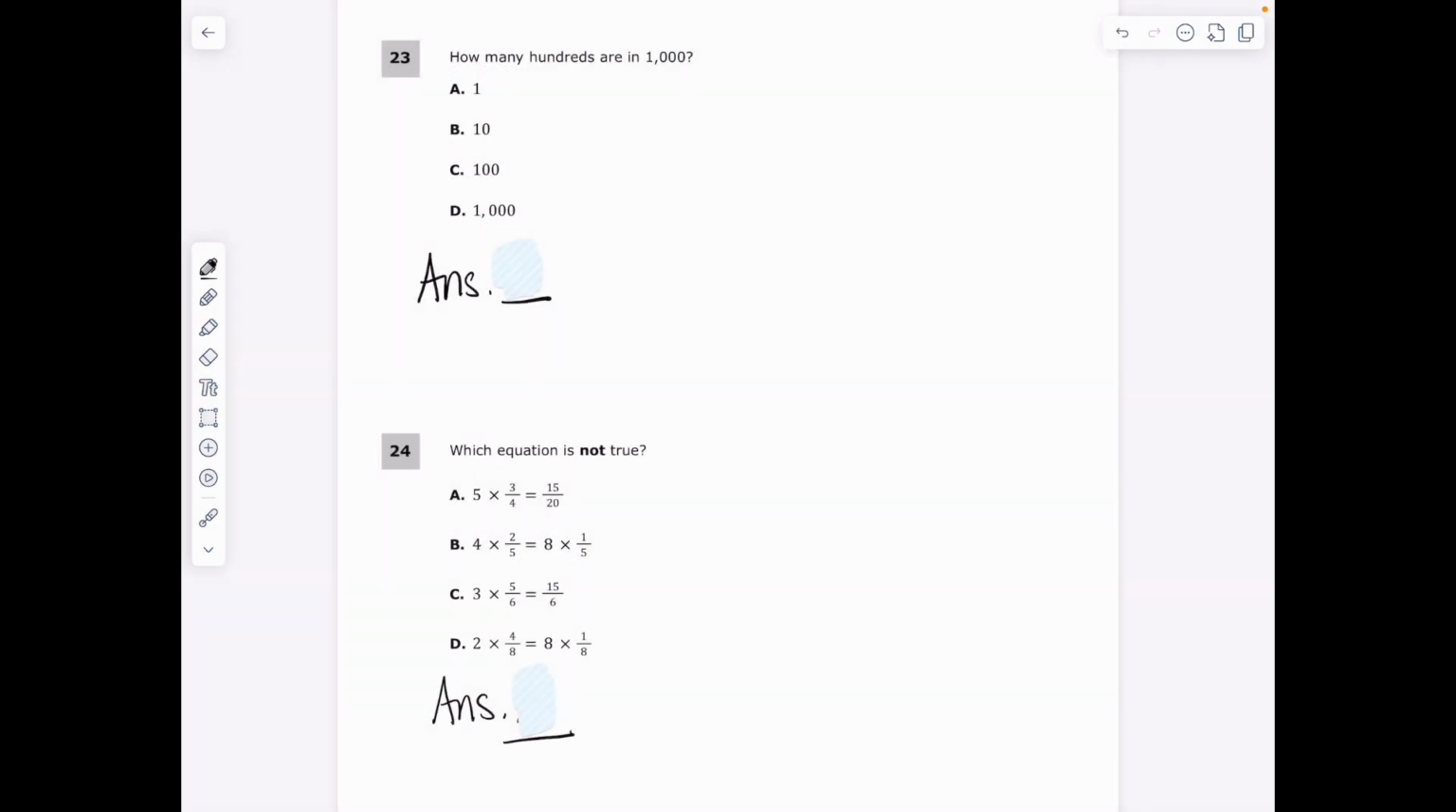Let's look at 23 and 24. 23, the answer is B, and 24 is A. Check off with your work. All right, and let's look at 23. How many hundreds are in 1,000? There are so many different ways I thought about this.